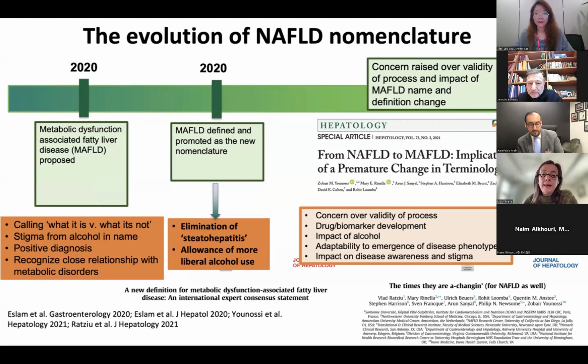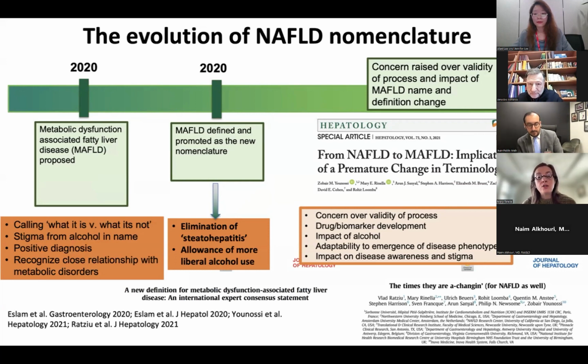So namely, the elimination of steatohepatitis, which is really conceptually the driving force of the disease, and importantly, the allowance of more liberal alcohol use. And this is, of course, impactful because steatohepatitis can be caused by alcohol or metabolic causes, and alcohol significantly accelerates the disease and changes the natural history.